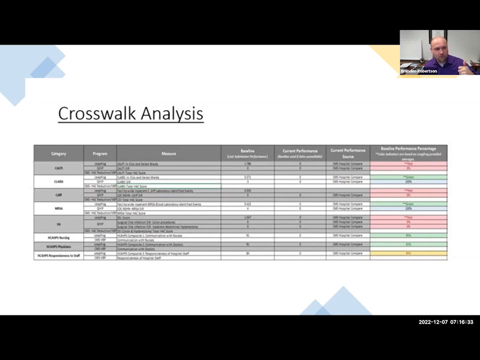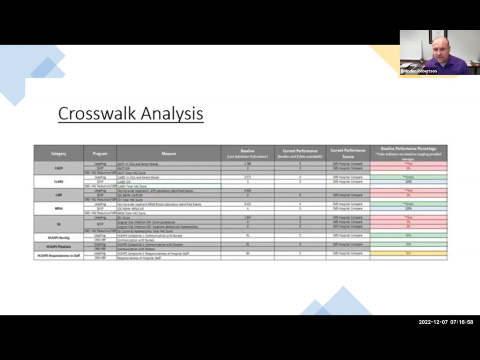CAUTI alone is in Leapfrog and QHIP and CMS readmission. You have CLABSI and similar, and all the way down there. And then you have your nursing communication, which you see there. It's probably difficult to see, at least I can indicate it because I know what's there. But the nursing category there is also impacted by CMS and Leapfrog.